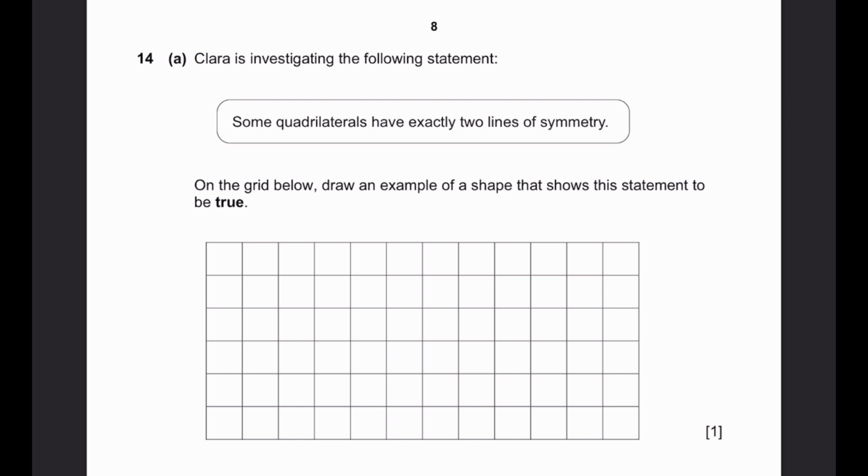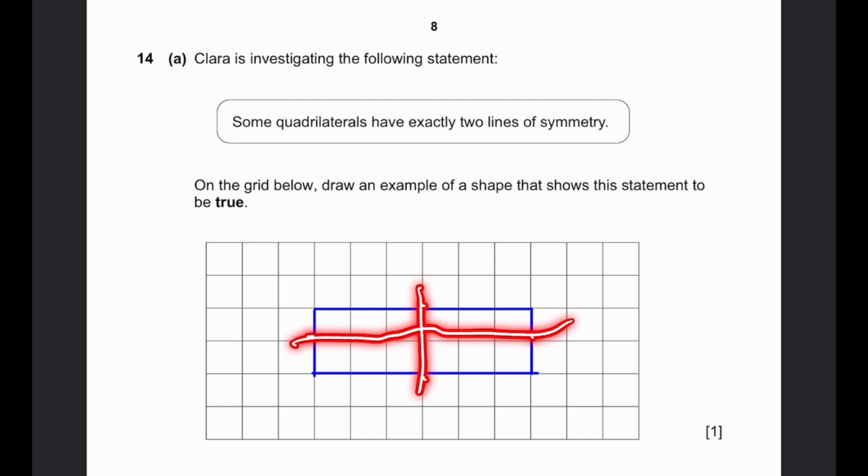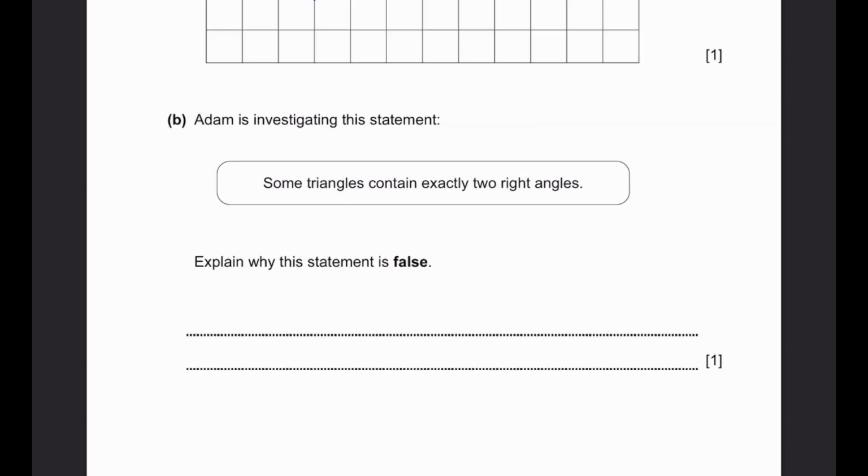Question 14. A. Clara is investigating the following statement. Some quadrilaterals have exactly 2 lines of symmetry. On the grid below, draw an example of a shape that shows the statement to be true. So we know that a rectangle has exactly 2 lines of symmetry. So we just draw a random rectangle. It can be any length. It just has to be a rectangle. If it is, that means it has 2 lines of symmetry, like shown over here. That's the answer.